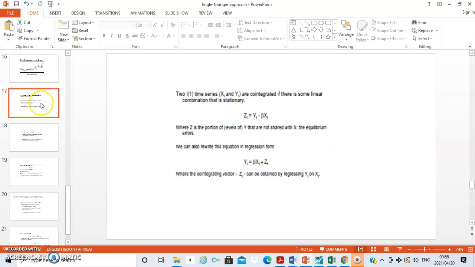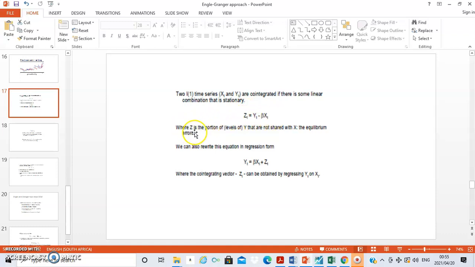All right, so that's why we say if two variables are integrated of the same order, say order 1, so if we have x and y, if they are co-integrated, then obviously there is some linear combination that is stationary. And that's why we can say that the relationship is explained by zt equal to yt minus beta xt.